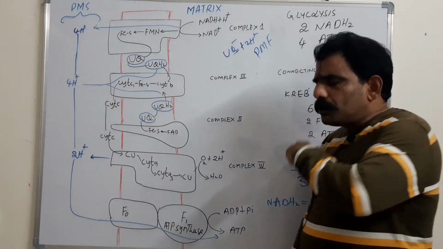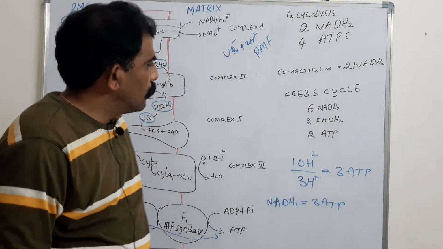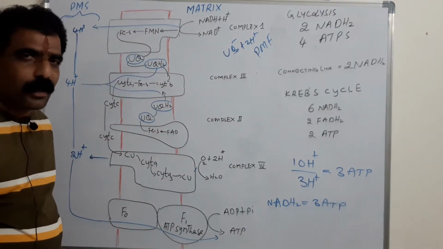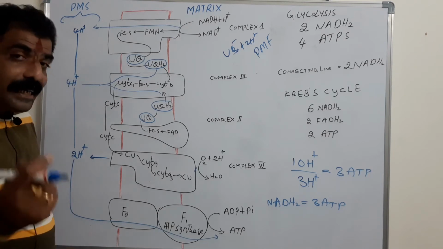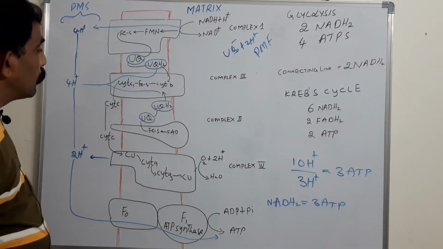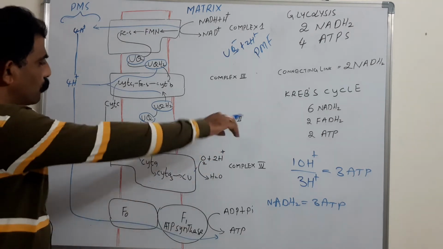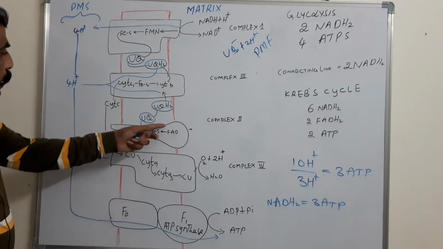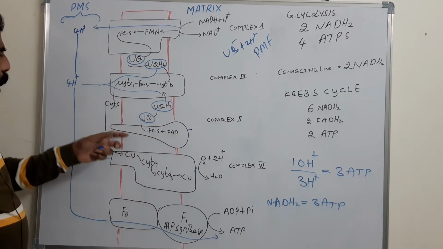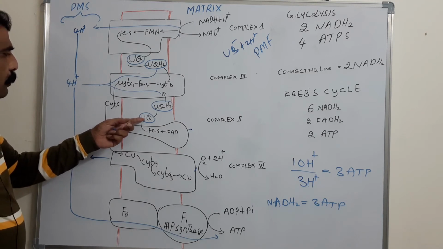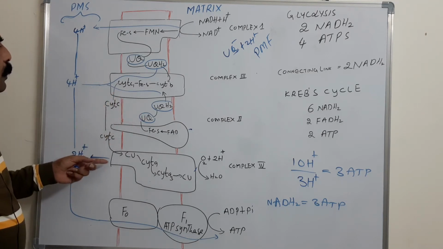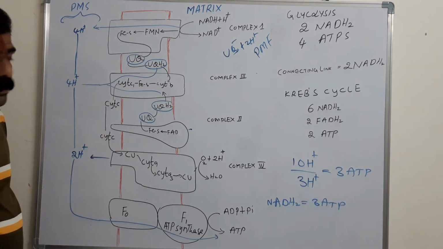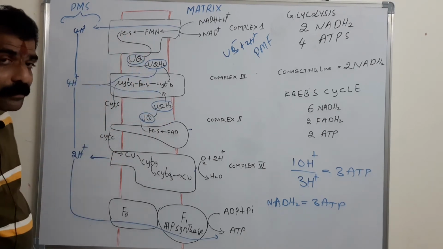Okay, coming to the oxidation of FADH2. FADH2 does not enter the electron transport system through complex 1. It enters the electron transport system through complex 2. So, where is complex 2? Here it is, complex 2. When it enters through complex 2, the electrons are transferred to ubiquinone, again as usual from ubiquinone to complex 3, and from complex 3 to complex 4. So, electrons are not transferred to complex 1.